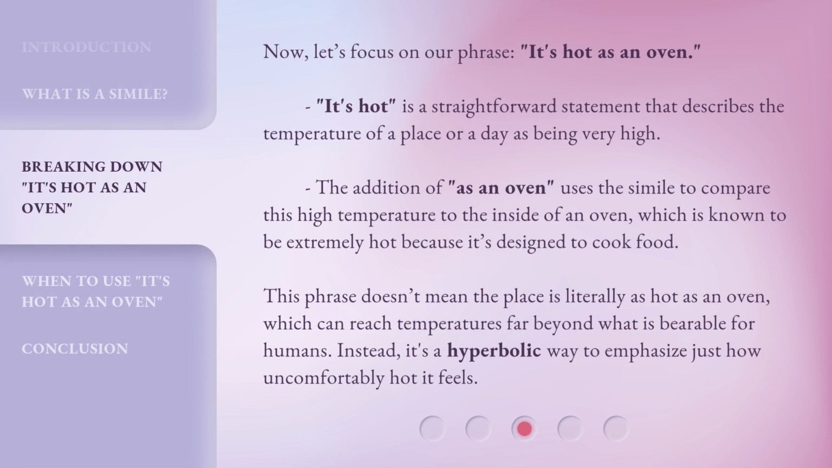Now, let's focus on our phrase, "It's hot as an oven." "It's hot" is a straightforward statement that describes the temperature of a place or a day as being very high. The addition of "as an oven" uses the simile to compare this high temperature to the inside of an oven, which is known to be extremely hot because it's designed to cook food. This phrase doesn't mean the place is literally as hot as an oven, which can reach temperatures far beyond what is bearable for humans. Instead, it's a hyperbolic way to emphasize just how uncomfortably hot it feels.